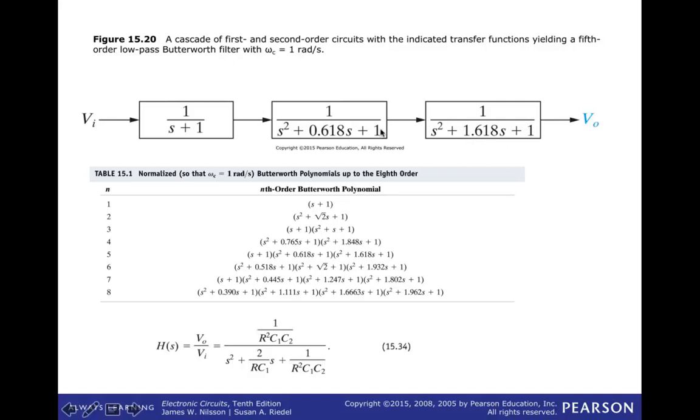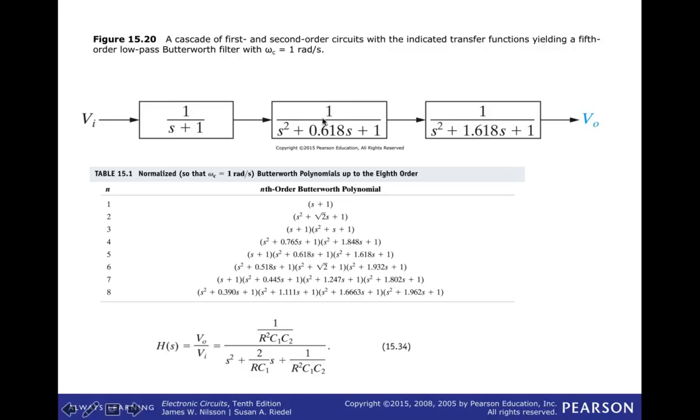Where do the 0.618 and the 1.618 come from? They come from the table. The table tells you what your design values have to be. Now, the transfer function for the circuit is given here. So the key is to design one of these where these R, C1 and C2 values give you 1.618 and 1 respectively, and then to design another circuit with different values of R, C1 and C2 where you get these numbers.